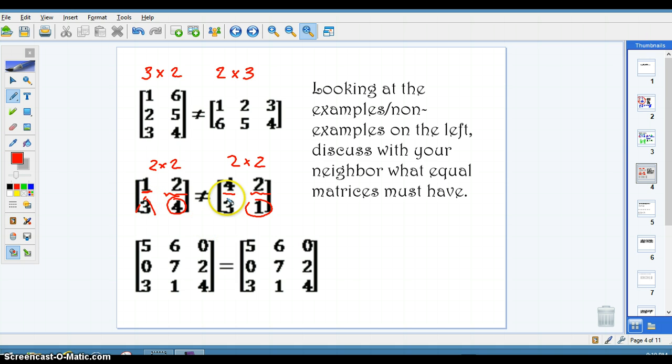Good. So now the one that says equal, does it have all of the right stuff? Do they both have the same dimensions? This is a 3 by 3 and a 3 by 3. And do they have the same exact cell in the same exact positions? 5 6 0, 5 6 0, 0 7 2, 0 7 2, and 3 1 4, 3 1 4. Good. Okay. So equal matrices are very useful because look what we can do with them.